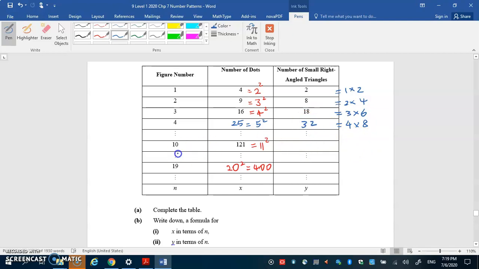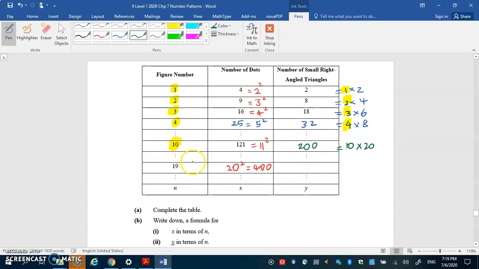How about for figure number 10? So you see, the number here and the number here are the same, right? When figure number is 3, the first number is 3. When figure number is 2, first number is 2. And then the second number over here is just 2 times the highlighted number here. So for example, if it's figure number 10, the number here will be 10. And the second number would be 20 because it's 2 times 10. So the number of small right-angled triangles will be 200.